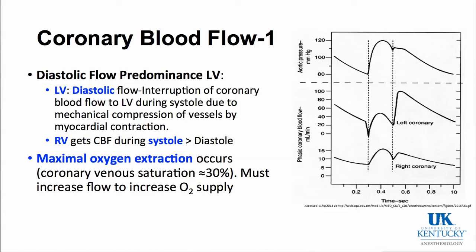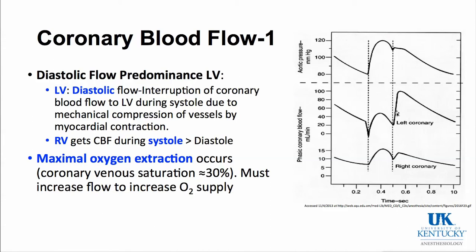There's a diastolic flow predominance of coronary blood flow to the left ventricle. The right ventricle gets coronary blood flow during systole and diastole, but mainly systole. Let's look at the graph on the right. The top right shows aortic pressure, the dicrotic notch, followed by diastolic runoff.